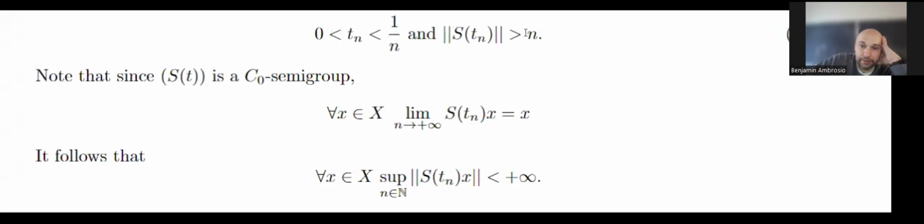So if you have that, necessarily the norm of S(t_n)x, for fixed x, is finite, the supremum over n. This is thanks to the convergence of S(t_n)x toward x. Now, from the uniform boundedness principle, this gives you that the supremum over n of the norm of S(t_n), not for fixed x, is finite. But this gives the contradiction with here.